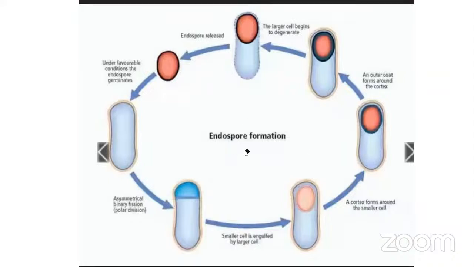So this is endospore formation, right? Endospore formation. First, this is the bacterial cell. In the bacterial cell, this is the protoplasm. What happens during unfavorable conditions? Inside the bacteria, the entire protoplasm rounds up and is synthesized by new layers.